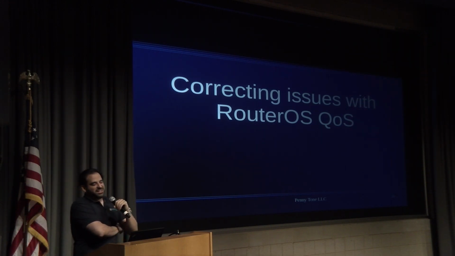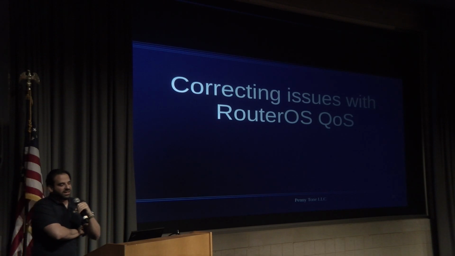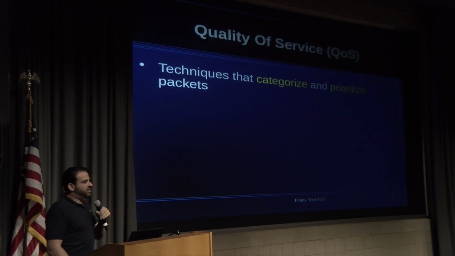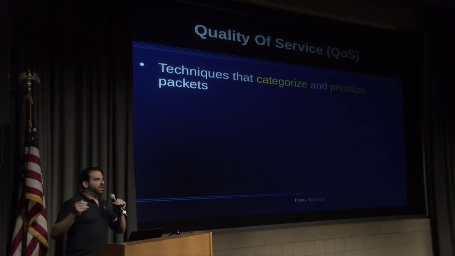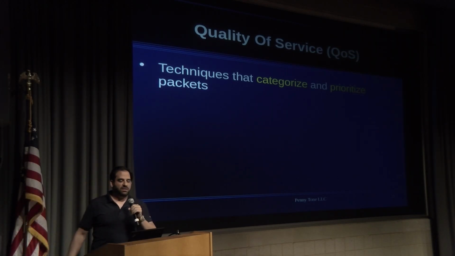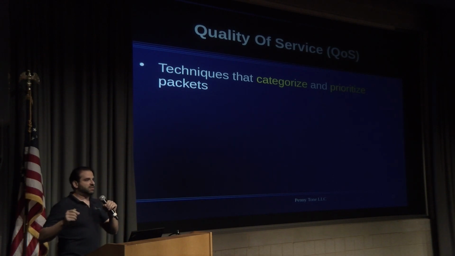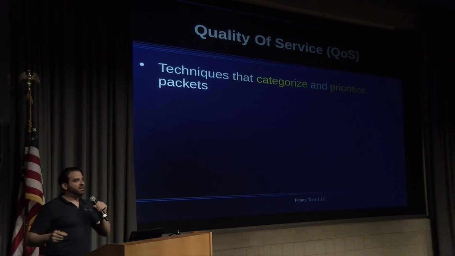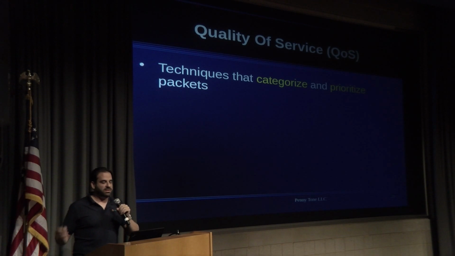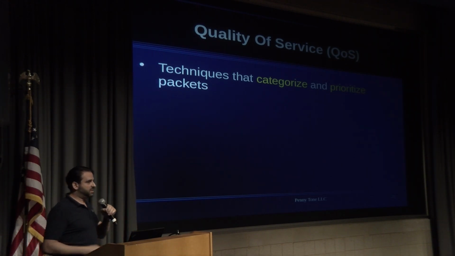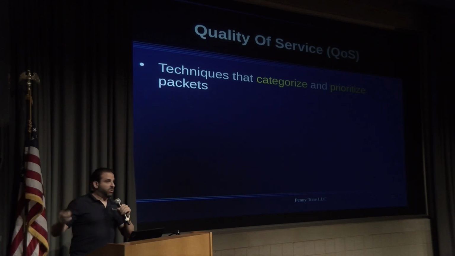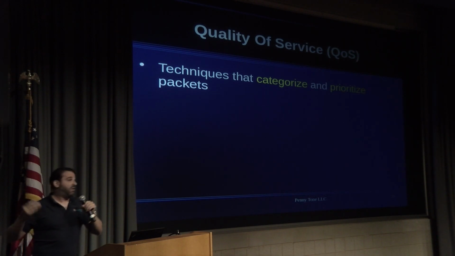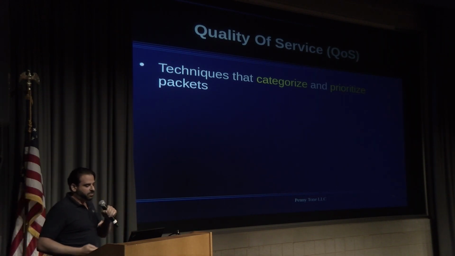Now let's talk about correcting issues with RouterOS QoS. So what is QoS? There is no one QoS. QoS is actually a group of techniques that are used to categorize and prioritize traffic. And I'm going to emphasize categorize and prioritize, because that's exactly what we're going to be doing, and I'll show you some examples of how to do so. First, we're going to categorize our packets, then we're going to prioritize them. We're going to give them priorities of which stream has more priority over another.